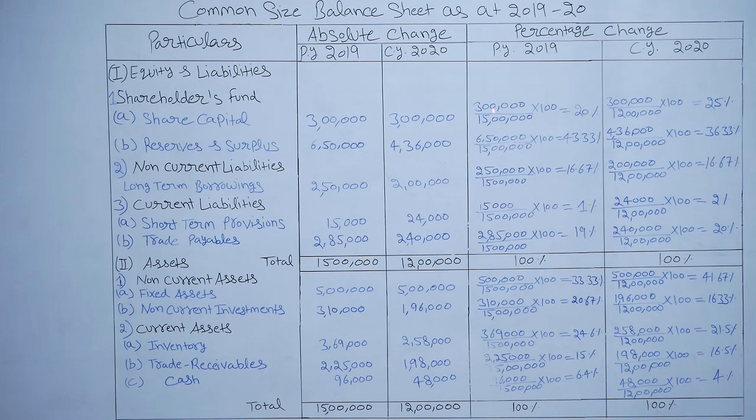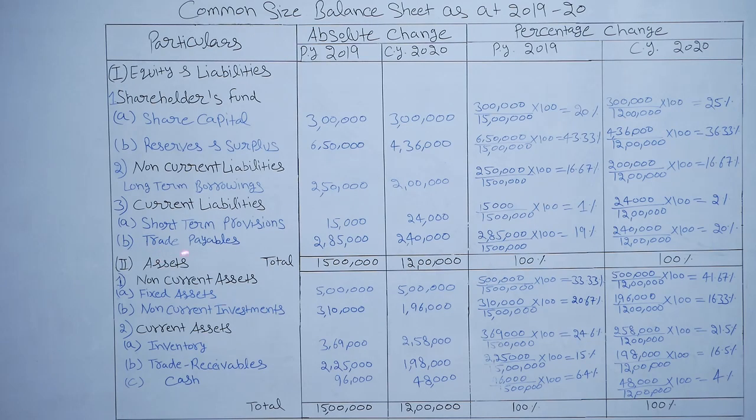So now we are calculating percentage change for previous year. So previous year short-term provision is 15,000. Divide total of previous year, 15 lakh, which we have considered as a base, into 100, is equal to 1% for previous year. Now we are calculating for current year. So current year short-term provision is 24,000. Divide total of current year, 12 lakh, into 100, is equal to 2%.